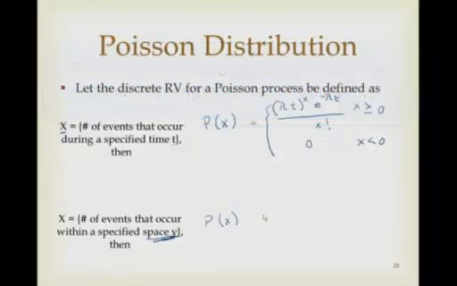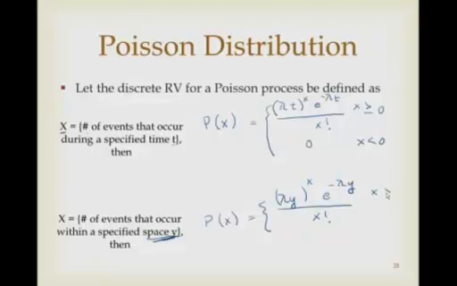Probability of some number of events is lambda y. Notice here we had a t, now we have a y. Lambda y raised to the x, e to the minus lambda y, over x factorial. That's for x greater than or equal to 0, otherwise it's 0. Oops, for x less than 0. So these are absolutely crucial. Be sure you've got these down in your notes.